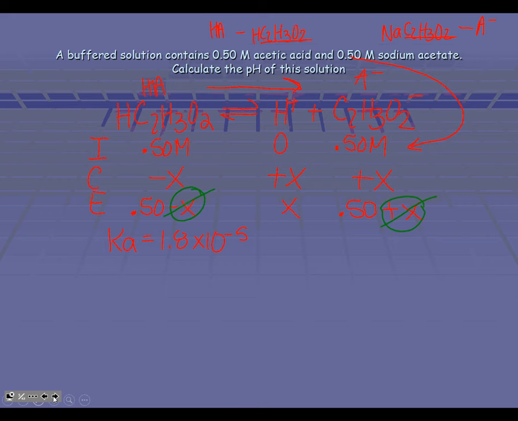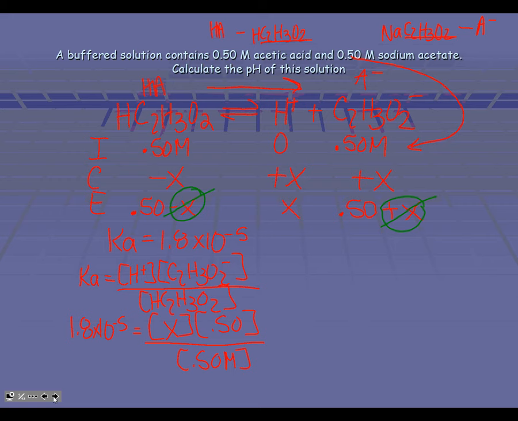So from here, back to normal problem that we're used to doing, we're going to write our equilibrium expression. We have our hydrogen ions, our acetate over our acetic acid, and plug in. Our Ka is 1.8 times 10 to the negative fifth. We don't know hydrogen. That's what we're looking for. That's our X. Now, this is the cool part. We have 0.50 on top, and we have 0.50 on the bottom as well.